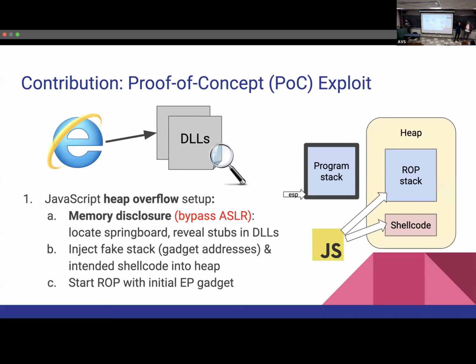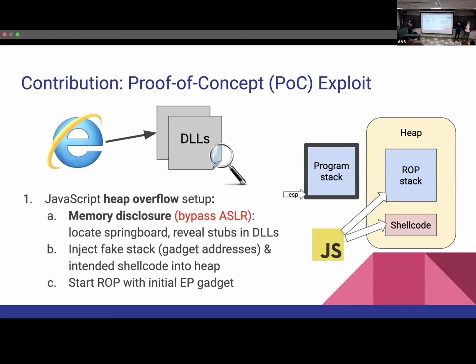And the paper outlines how the exploit works. The first setup step is where they use JavaScript in the browser to use heap overflow techniques to achieve a couple of things. Firstly, they use a memory disclosure vulnerability, which allows us to locate where the springboard is, because if we do that, we effectively bypass ASLR, and that reveals where the function stubs are, and that gives us the gadgets to work with for ROP.